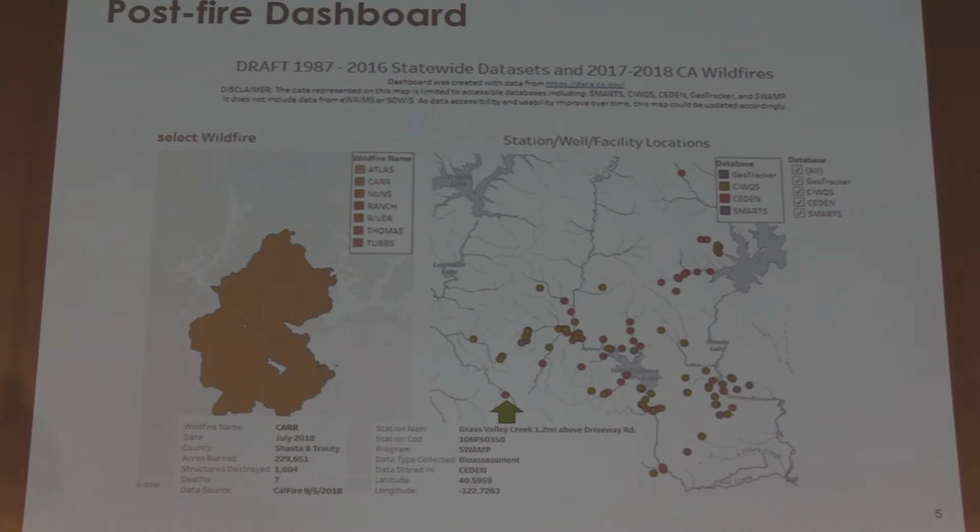And if you hover over a site, in this example I have here a SWAMP bioassessment site, a pop-up will show the name of the station, what was sampled there, and which database stores that data. So you can see within the Car Fire, there were stations within all these 4 different databases located within that fire.